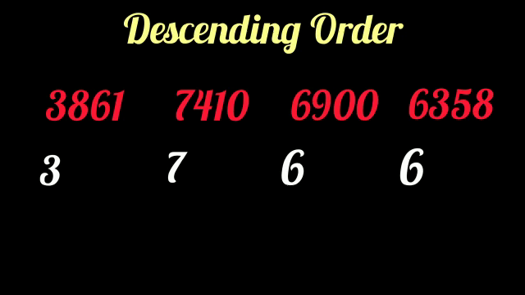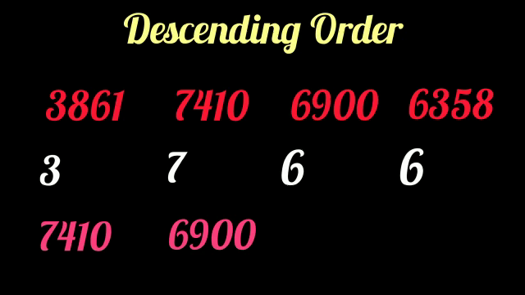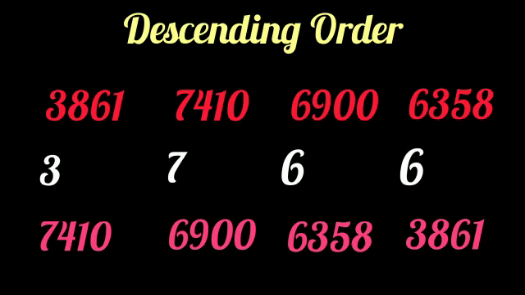Among 3, 7, 6, which is a bigger number? Yes, 7. So, we have to write 7410 first. Then 6. Here we can see two numbers with 6 as the first digit. 6900 and 6358. So, compare the second digit 9 and 3. Among 9 and 3, which is the bigger number? Yes, 9. So, 6900 will be the next number. And after that, we should write 6358. And at last, the smaller number, it is 3861.